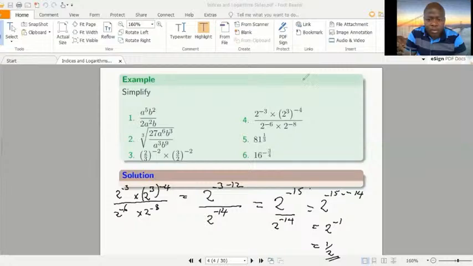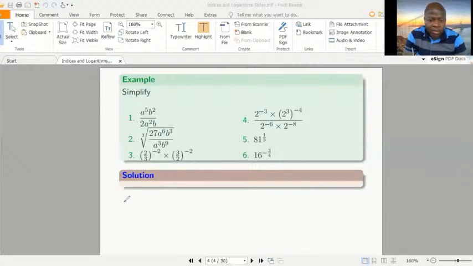Now, I want us to proceed to the other question. Question 5 says simplify 81 raised to a third. That means get the cube root of 81. So that 81 raised to a third is the same as saying cube root of 81.